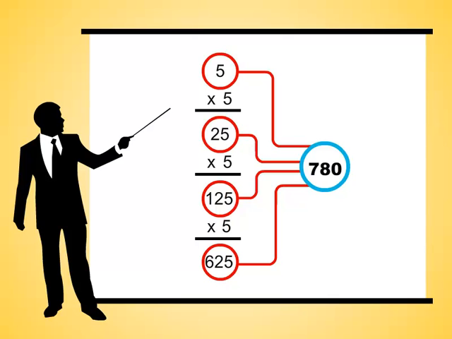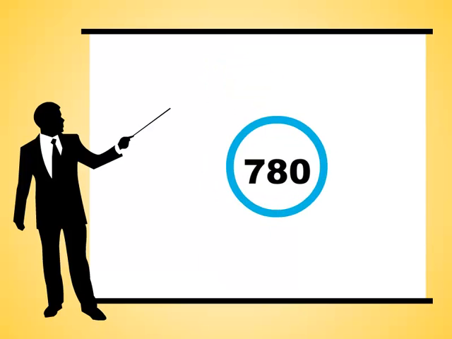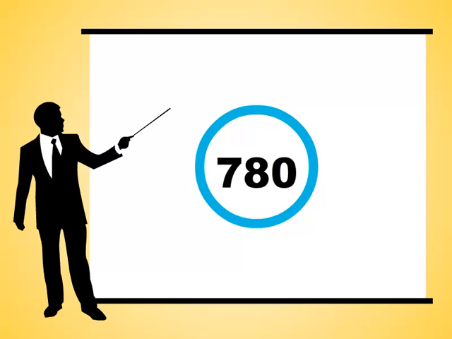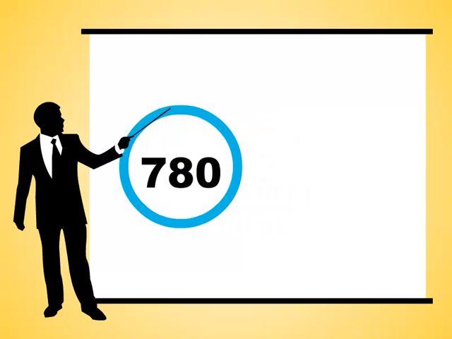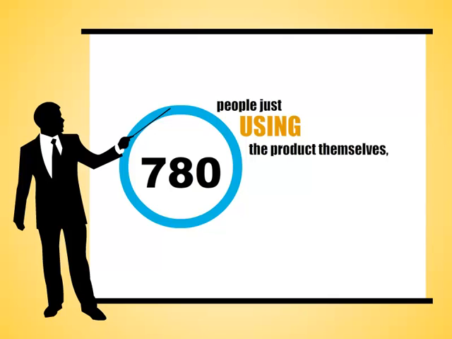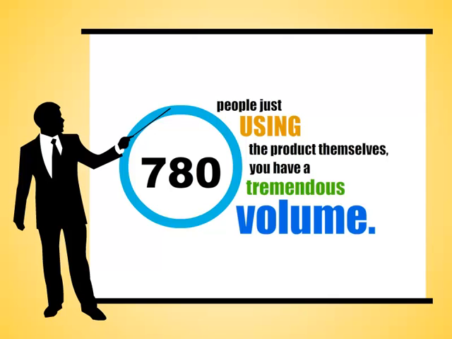So just go through this napkin presentation with them and explain that 2 times 2 is 4, right on up to 780 distributors. In any kind of multi-level marketing organization, if you have 780 people just using the product themselves, you have a tremendous volume. And we haven't even included those which are not serious, but are just product buyers.